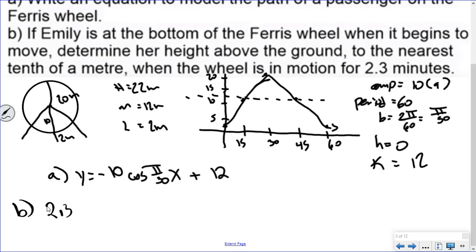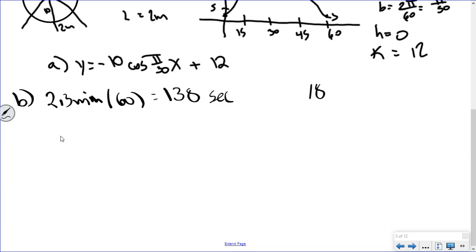So nice quick calculation here. 2.3 minutes, if we take that and multiply it by 60, is going to be 138 seconds, right? So we could take the 138 seconds and plug that into our equation and then solve for the height. We could also just as easily use 18 seconds and plug that into our equation and solve for height as well. Like I said, either way, you're going to get the same answer.